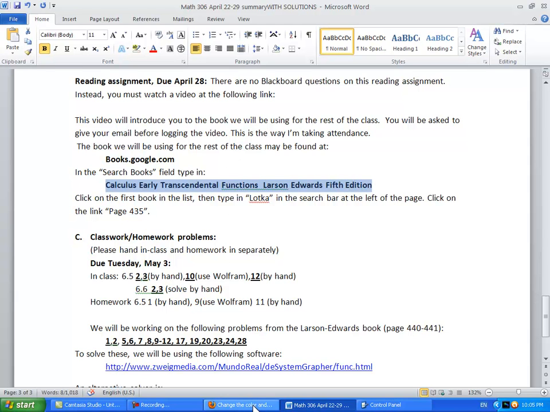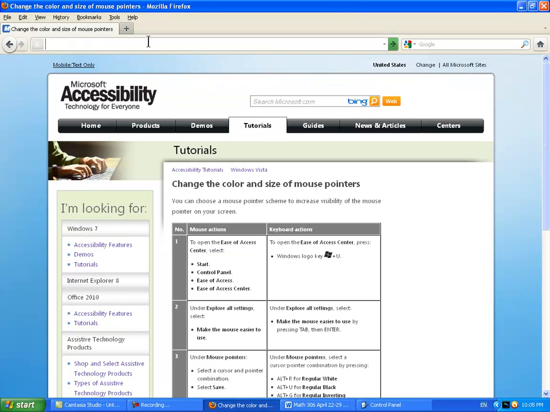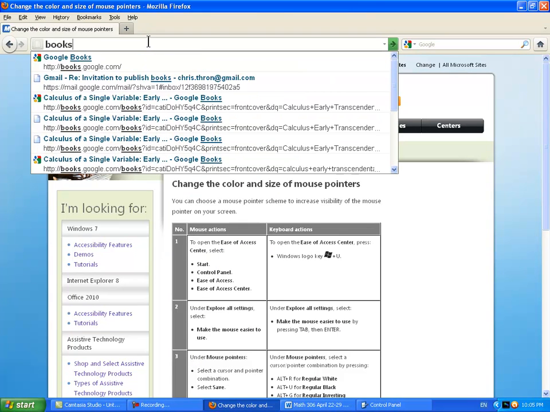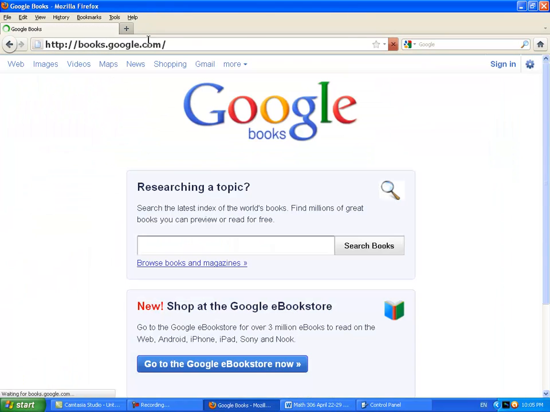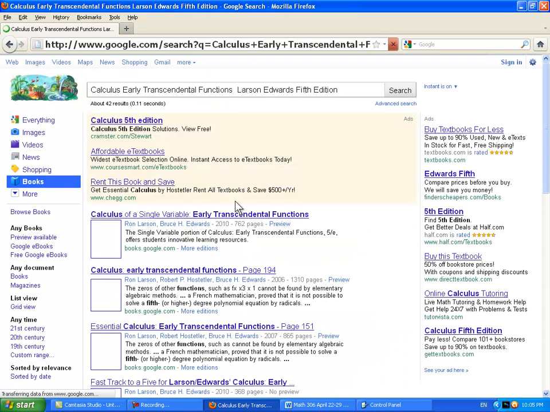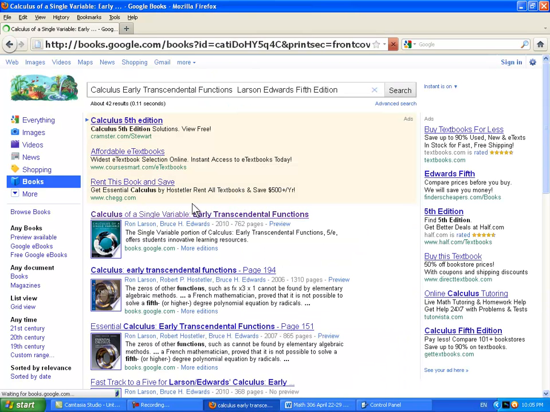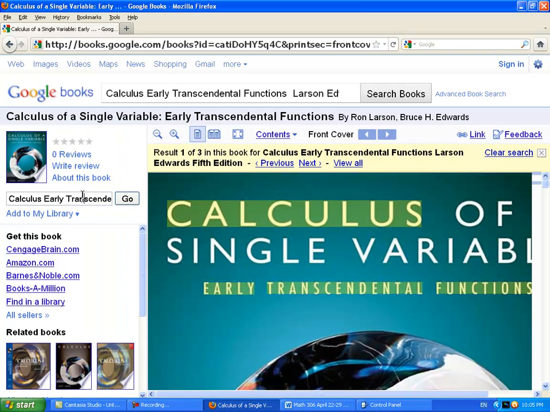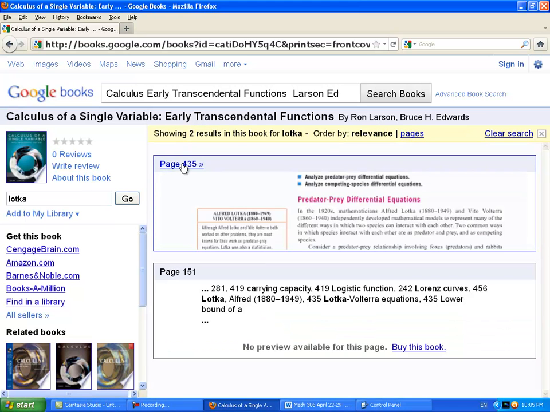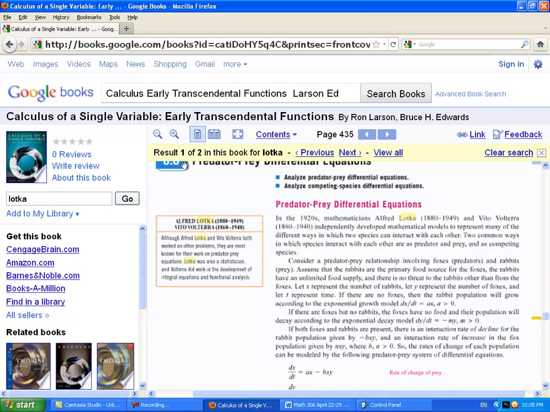So let's go there. First I'm going to type in books.google.com. And then in the search window, I'm going to cut and paste that search. Click on the first one. And in this book, you're going to look for Lotka, L-O-T-K-A. It tells you to go to page 435. So this is the text that we're going to be using.